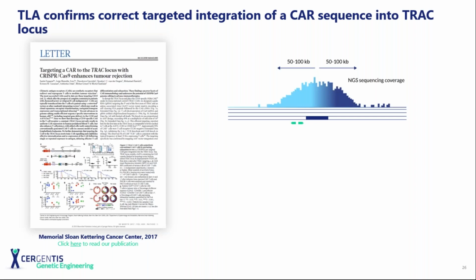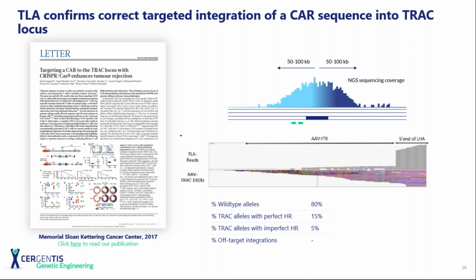So we designed an additional experiment by placing the inverse primers at the genomic locus that we found in the first experiment. And this allowed us to identify that 15% of the integrations had a perfect homologous recombination, 5% had an imperfect homologous recombination, and up to 80% were wild type alleles with no integration event.